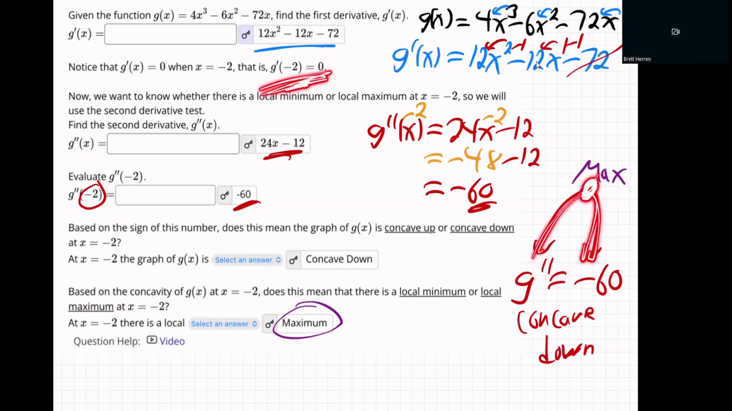Because whenever you're part of a bowl turned down, the middle is a max. If you're part of a bowl up, the middle will be a min. And so that's all they want us to see there.